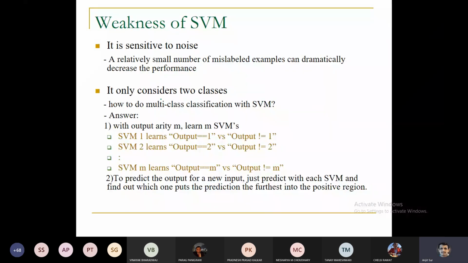So what are the weaknesses? It is sensitive to noise. A relatively small number of mislabeled examples can dramatically decrease the performance. It only considers two classes. So how to do multi-class classification with SVM? We learn one SVM per output. To predict the output for a new input, just run each SVM and find out which one's prediction is farthest into the positive region. And that is the solution.